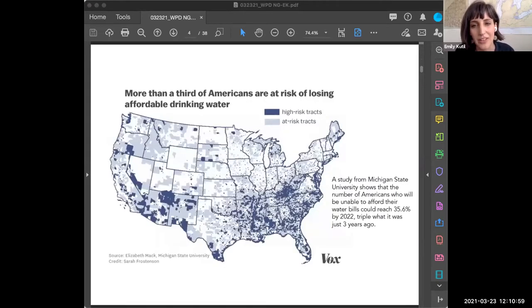by talking about the ways that our water affordability crisis is a public health crisis on a tremendous scale. And this crisis has major consequences for the safety and the stability of our communities. A recent study by Michigan State University researcher Elizabeth Mack found that over a third of Americans were at risk of losing access to affordable drinking water by 2022. And this research was done before the pandemic. So it's only been tremendously exacerbated by everything that's happened since then.